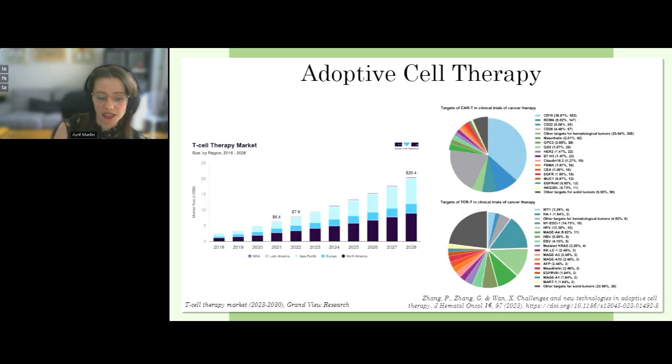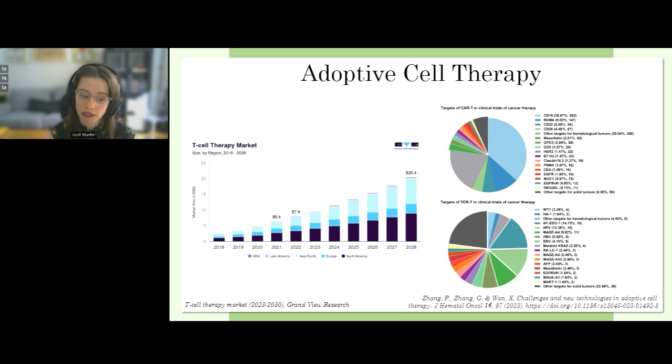So I'd like to begin by telling you a little bit about the rise in popularity of adoptive cell transfer as a form of immunotherapy that uses CD8 T cells. So ACT, adoptive cell transfer, or adoptive cell therapy, is mainly used to treat leukemia right now, but it's rapidly expanding to treat other diseases such as solid tumors, viral-associated tumors, and autoimmune diseases.